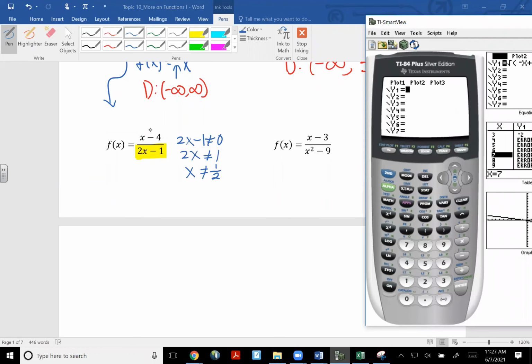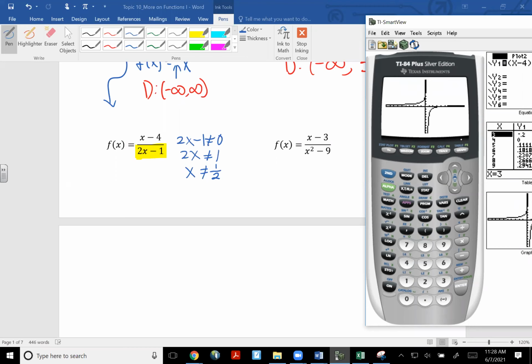So I've got 2 terms in the numerator and 2 terms in the denominator, so I have to start with parentheses. I have to make sure the calculator sees this as 1 term over 1 term, so I put the x minus 4 in parentheses. There are 2 terms representing 1 numerator. Put it in parentheses, divided by 2x minus 1, and put that in separate parentheses. It has to be 1 term over 1 term. And this is what this rational function looks like.